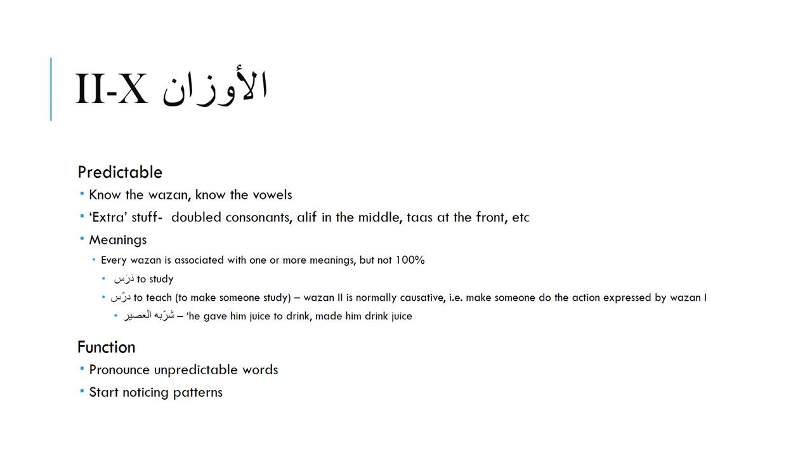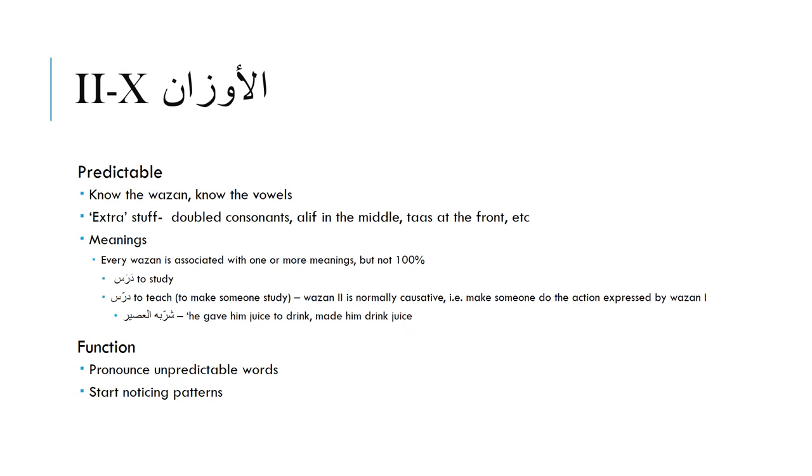Luckily for all the other awzen, from wazan ithnain to wazan ashara, they're totally predictable. If you know the wazan, you know the vowels and the other pronunciation facts about a word without even having to look it up in a dictionary. Isn't that great? Of course, there's some extra stuff. Sometimes there's doubled consonants, there's an aleph in the middle, there's a te at the front. These awzan come with that extra stuff, and that's just part of it.